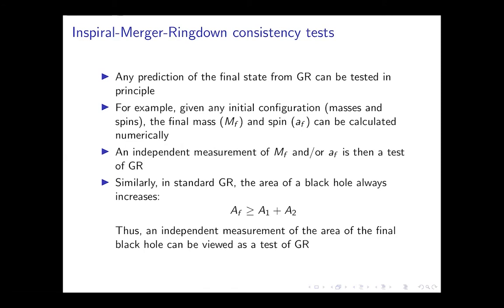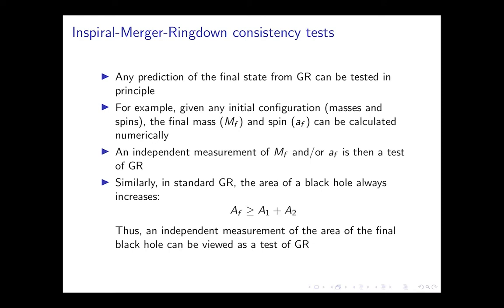The basic point is that any prediction of the final state from GR, you could test that in principle. In other words, given the initial configuration in which you have some masses and some spins, let's start off with 2 black holes far away with this configuration, but gravitationally bound to each other. Then based on either analytic calculations or numerical simulations, you could compute, for example, the final mass of the black hole or the final spin. And then if you can independently measure this final mass and final spin or any of the other quantities that these calculations might tell you, you can think of that as a test of GR.